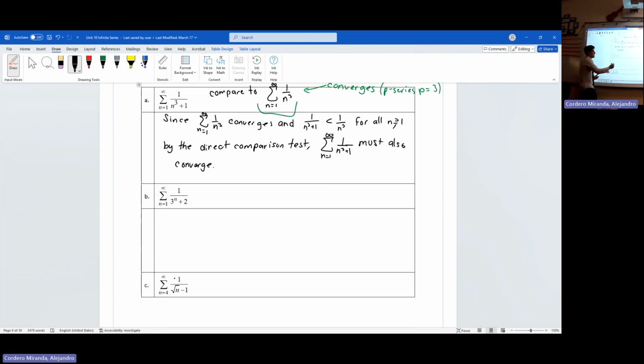Yeah, 1 over 3 to the n is the most natural one. And you could skip this part and just start writing the proof if you want, but just to be consistent, I'm going to say compare this to the sum from n equals 1 to infinity of 1 over 3 to the n. And just so we have it, you guys remember if this one converges or diverges in green?